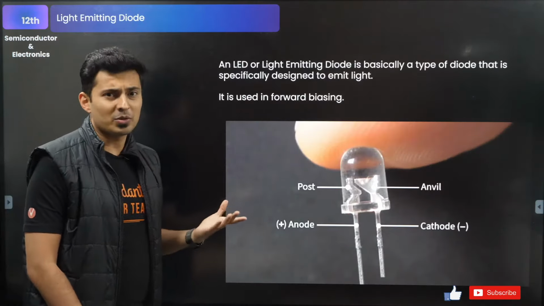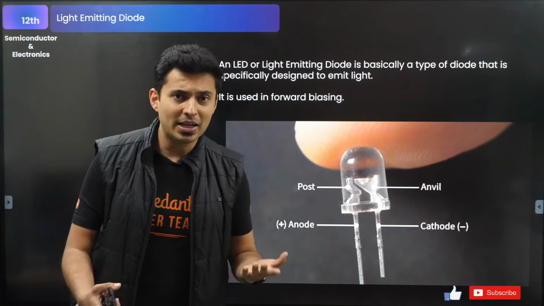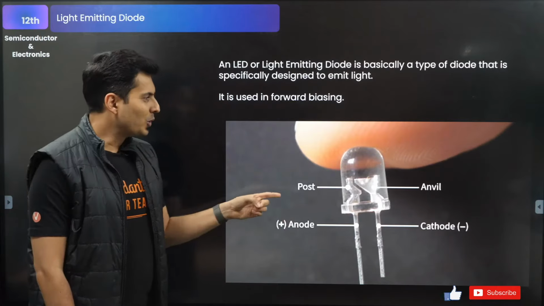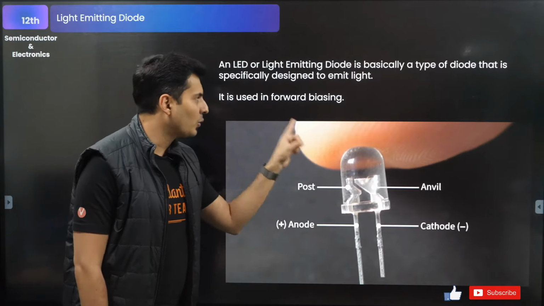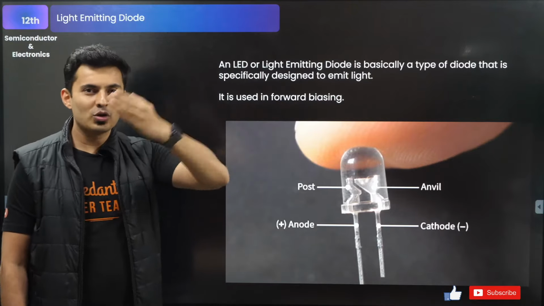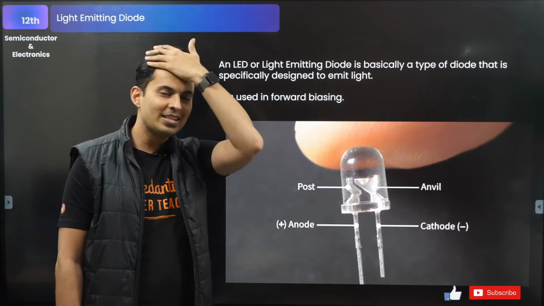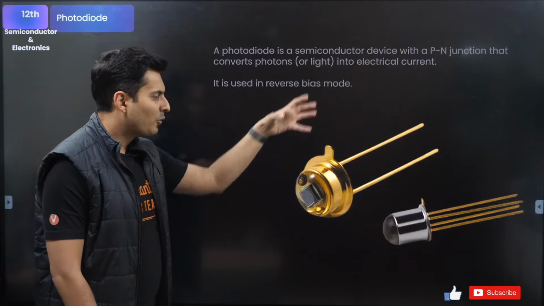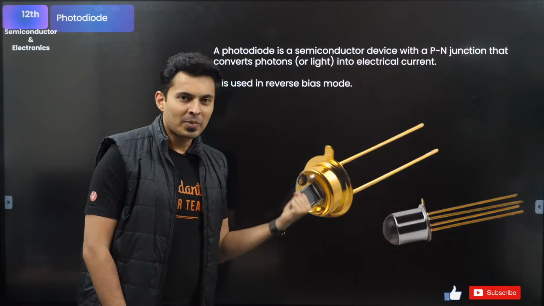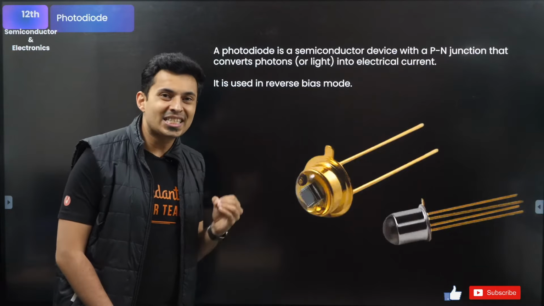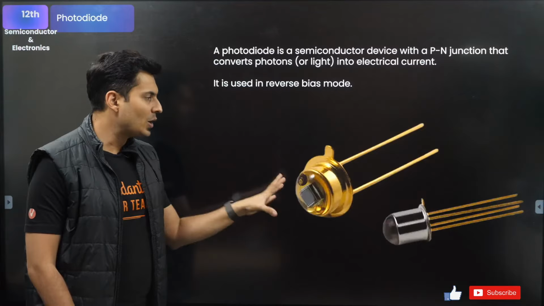There are many types of diodes, and there are many applications, like the LED, which is a light emitting diode. So you will see when current is passed through it in forward bias, light will be emitted out of it, and most of your mobile screens and TV screens are made of LEDs. The other application is a photodiode, where light falls onto it, and then you see how the conduction properties change depending on the intensity of the light.